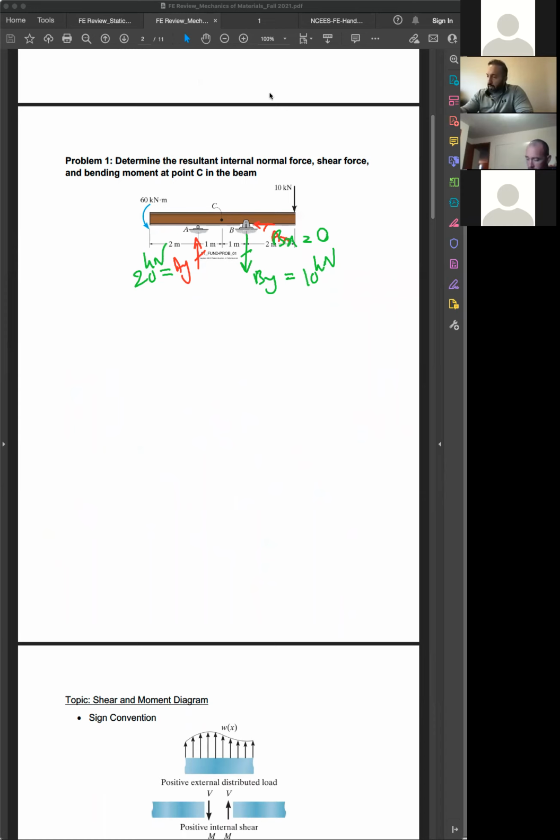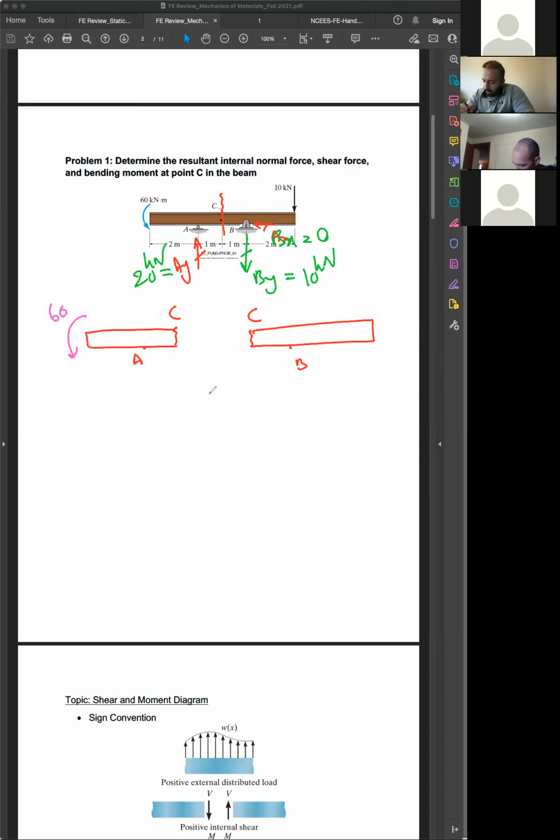So if I cut at point C, this would be the cut point here. If I cut there, it would be the left side and the right side. This is point A, this is point B, right? And this point of cut is point C. All right, what forces do you have?